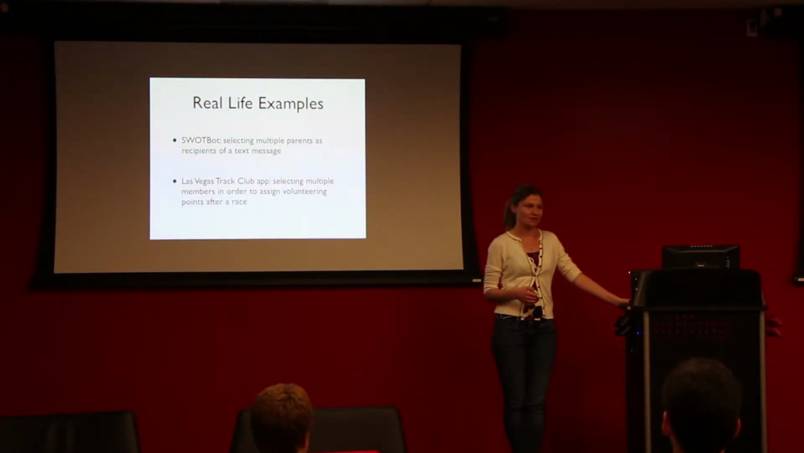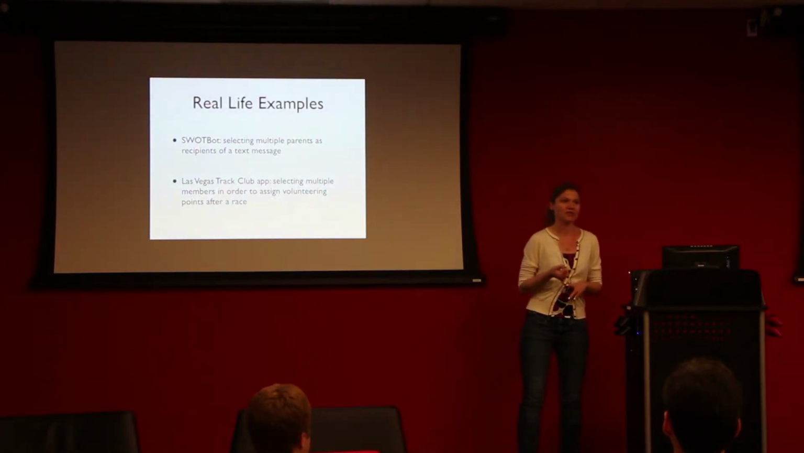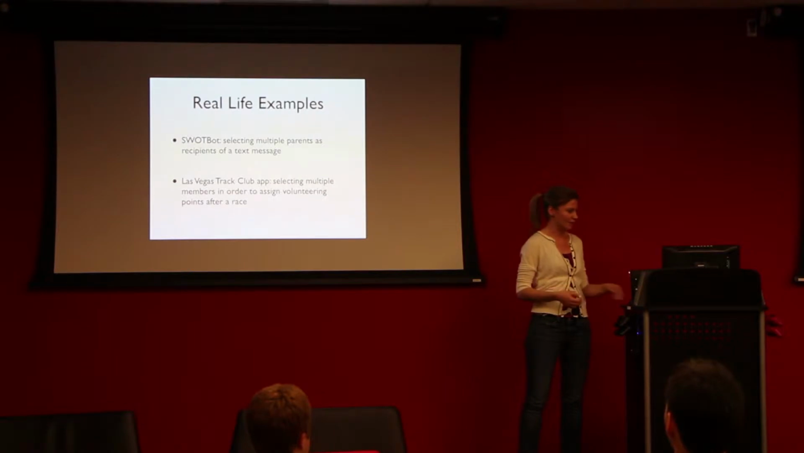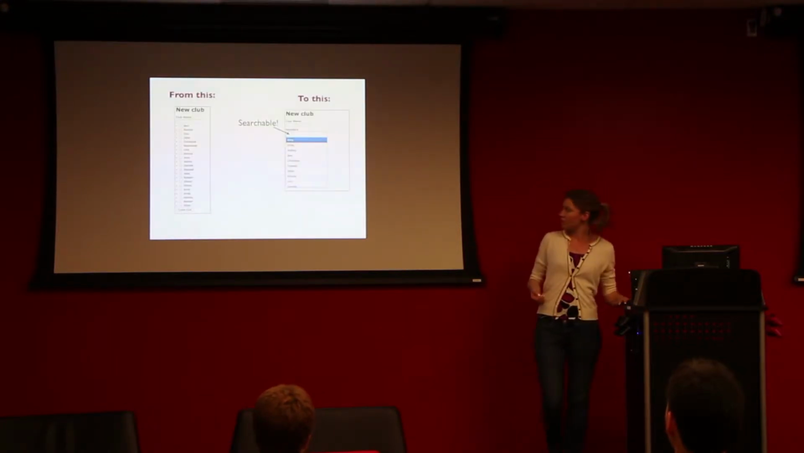Oftentimes we want to send a text message to multiple parents, and we want to send the same text message. But we don't want to have to send it over and over and select the parent every single time. So we needed to be able to select multiple parents at the same time. Another one: I'm building an app for the Las Vegas Track Club, and at the events, when members show up to volunteer, they get certain numbers of points for volunteering. So we wanted to be able to select any number of members and be able to assign them points.